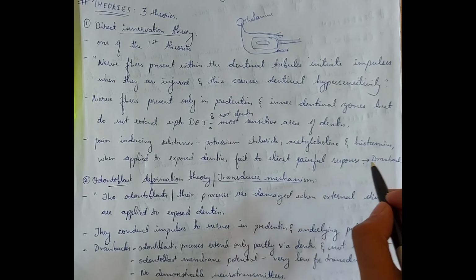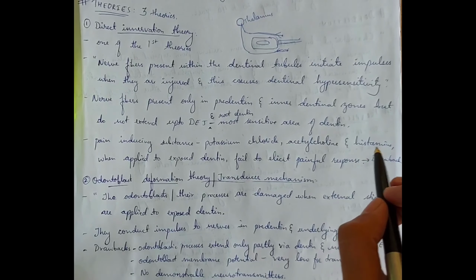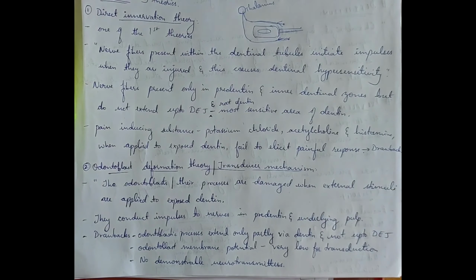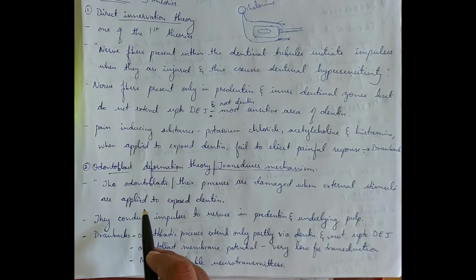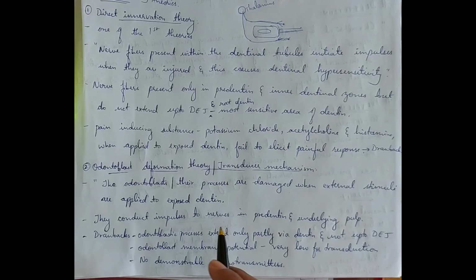Therefore, this was a drawback of the theory and it was not approved. So the second theory is odontoblastic deformation theory, which states that the odontoblasts or their processes are damaged when external stimuli are applied to the exposed dentin.